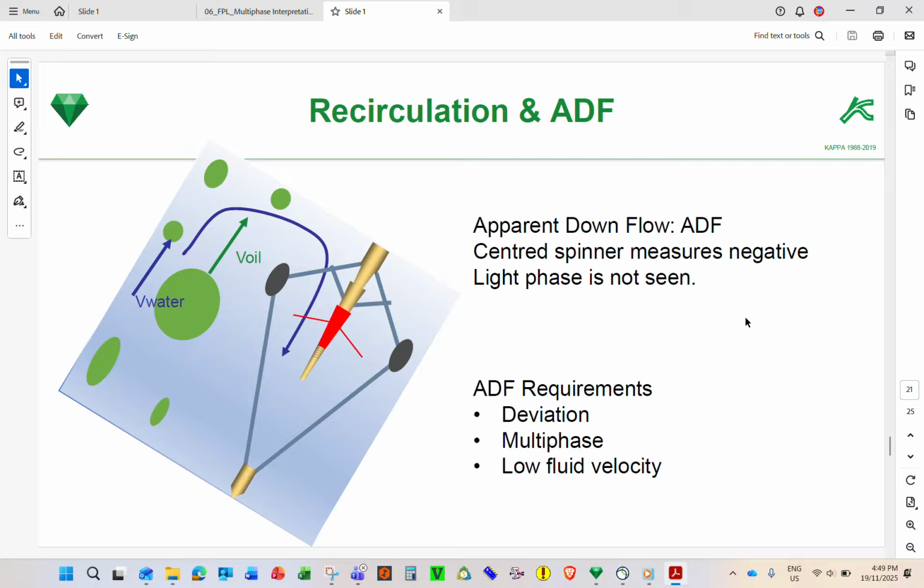Multi-phase, at least two phases. Low fluid velocity. If it is high velocity, then both phases are moving up. Because it's low velocity, the heavy phase is just recirculating back down, because the light phase doesn't have enough energy to lift all the heavy phase.